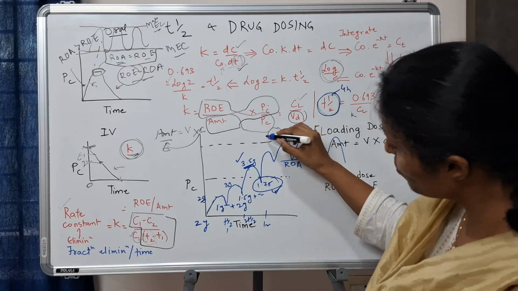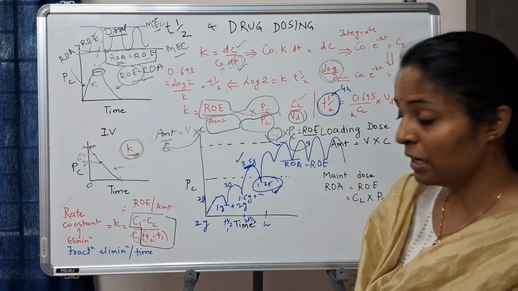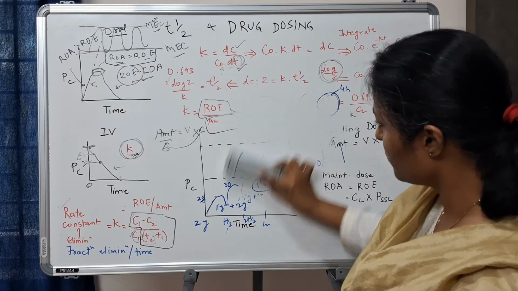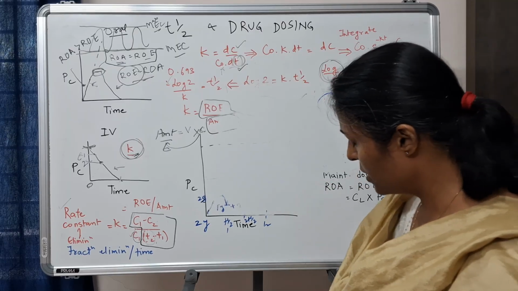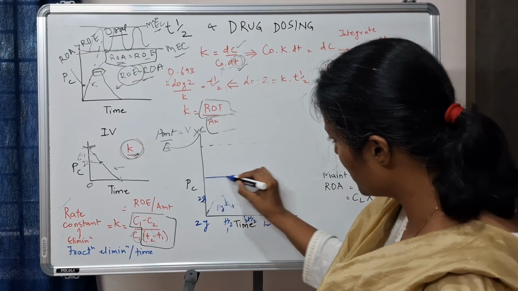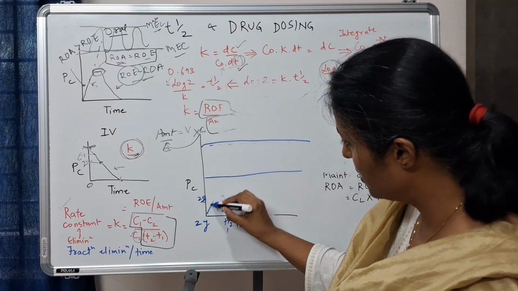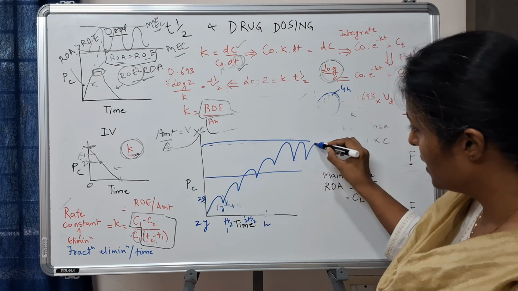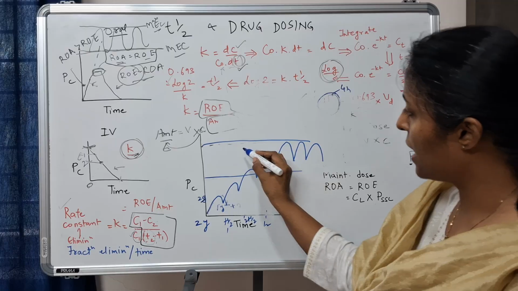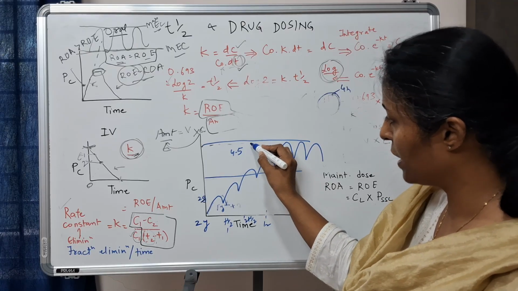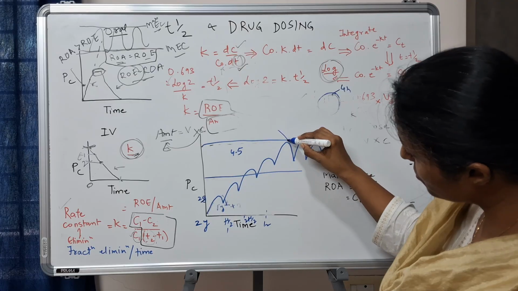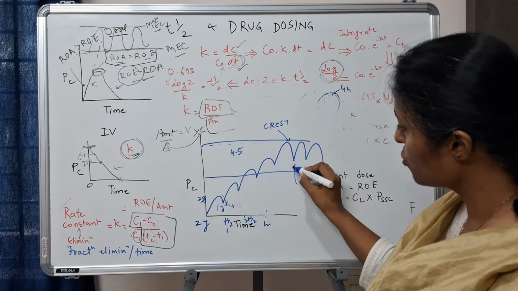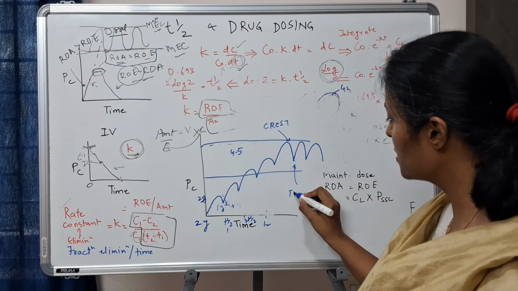Now this peak level is known as the crest. Let me clear this a little bit and redraw. So this peak level which is reached, say here, after approximately 4 to 5 half-lives, and it is maintained here. This peak concentration is known as the crest, and this lowermost concentration which is reached is known as the trough.